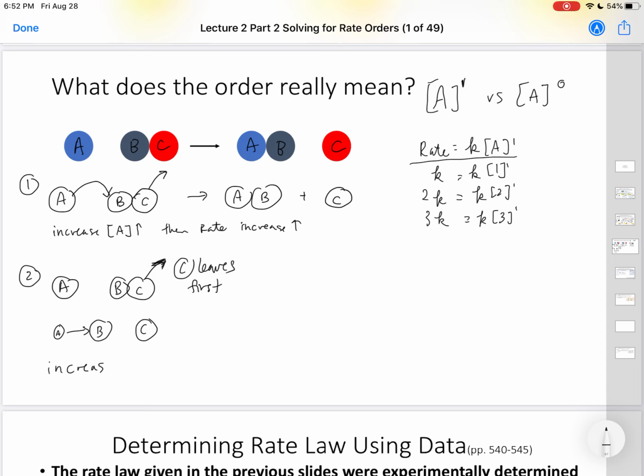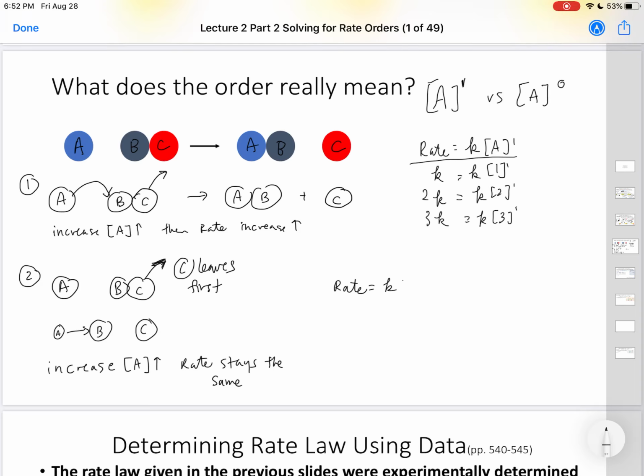So even if you increase the amount of A, nothing happens, right? The rate stays the same, because C has to leave first. And if C hasn't left, it doesn't matter how much A you have, okay? So in this case, the rate order would be 0, right?